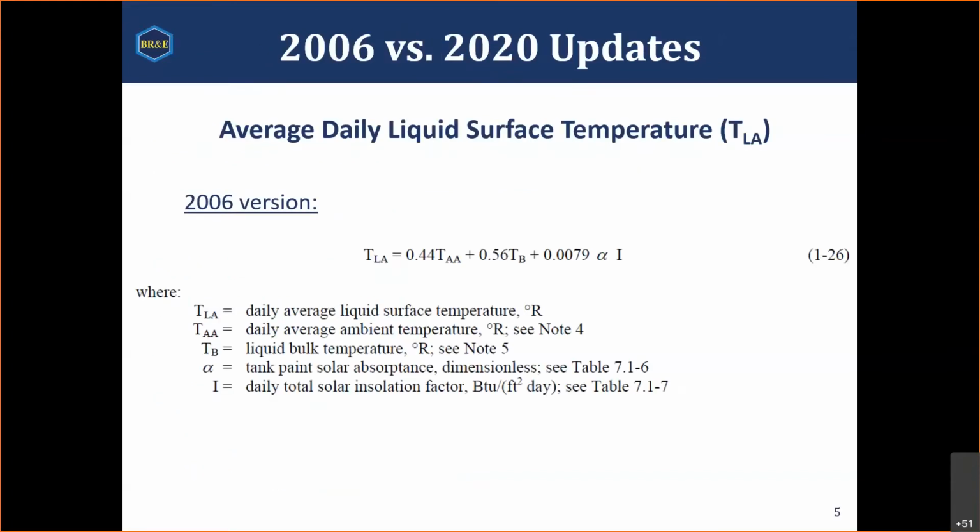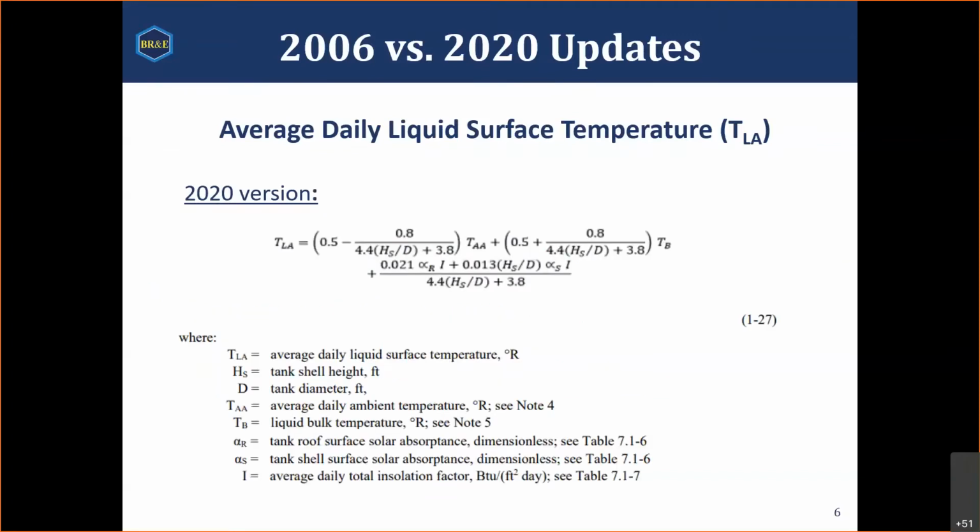One of the big differences are temperature equations. So in the 2006 version, in this case, we're looking at the average daily liquid surface temperature, TLA, but this does apply to many different types of temperature equations that are throughout that AP-42 documentation. In the 2006 version, there were 4 variables and some constants. So you can see that's a relatively easy equation. In the 2020 version, we go to 7 different variables, plus some constants, plus a lot nastier looking equation.